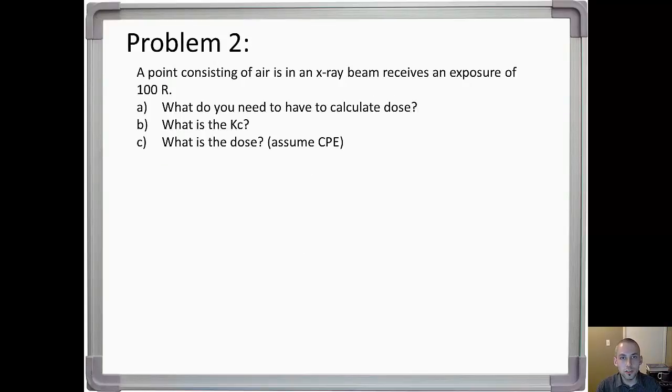Okay, so a point consisting of air is in an X-ray beam. It receives an exposure of 100 Roentgens. So first off, if you have exposure, what do you need to have to calculate dose? You need charged particle equilibrium. Here is the relationship, just in case you're wondering. This would be a good relationship to write down on your formula sheets.